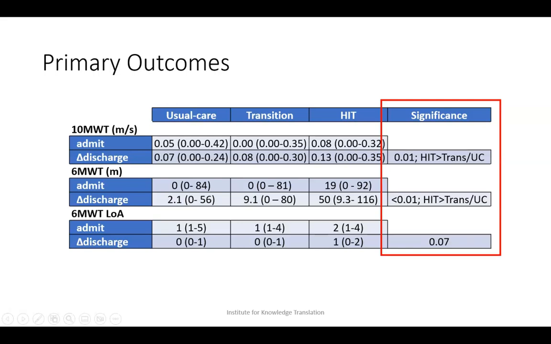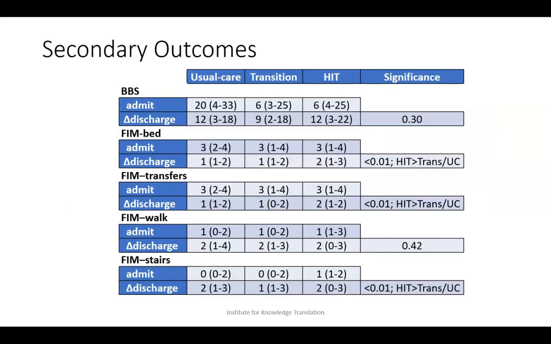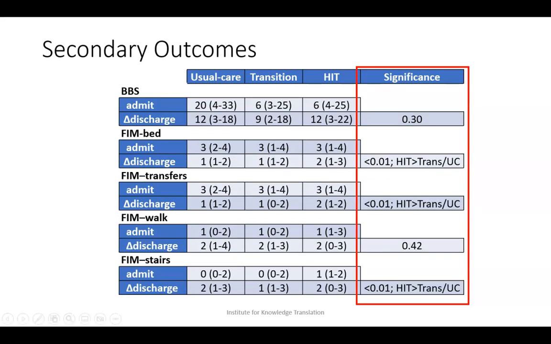For both the 10-meter walk and the 6-minute walk, the high-intensity training group was significantly greater than the transition or usual care phase, with transition and usual care not different from each other. P-value of 0.07 for the level of assist for the 6-minute walk, which is going to be really similar for the 10-meter walk, which is why it's not shown, but not statistically significant between groups. Similar things for our other outcomes.